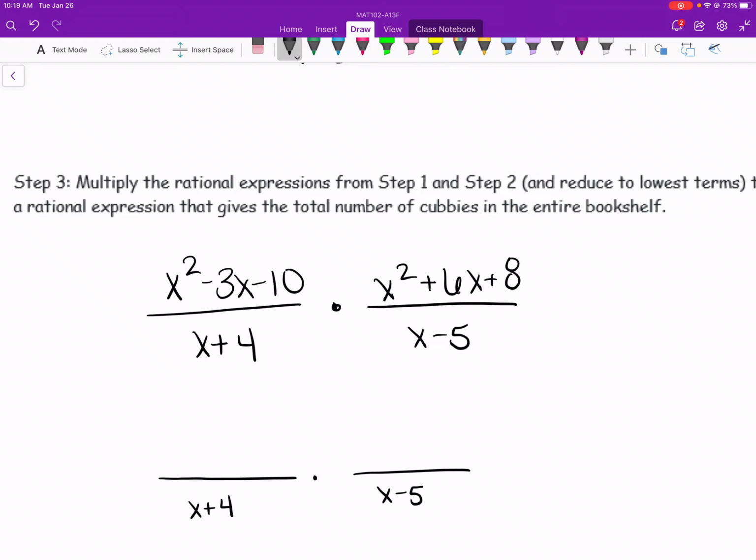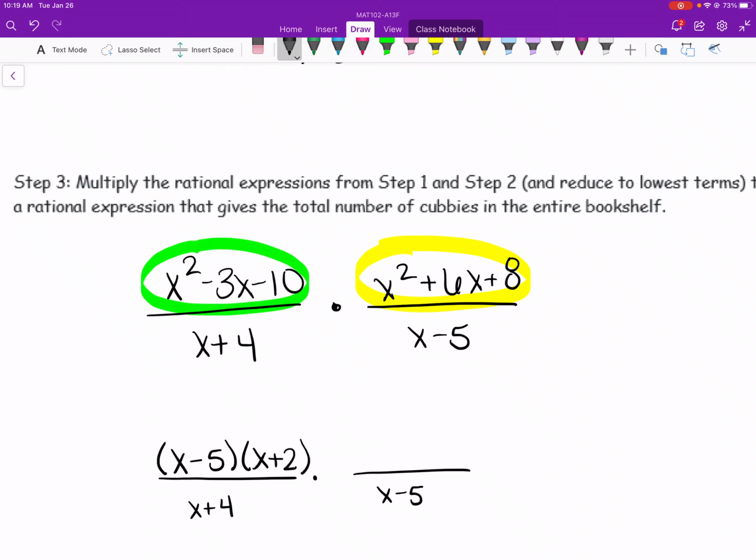But the tops, these two, will factor. So you can pause the video, work off to the side and factor, but I'm just going to jump straight to the factored form. This is going to be x minus 5 and x plus 2. And then on the right, I'll have x plus 4, x plus 2 will be the factored form there.